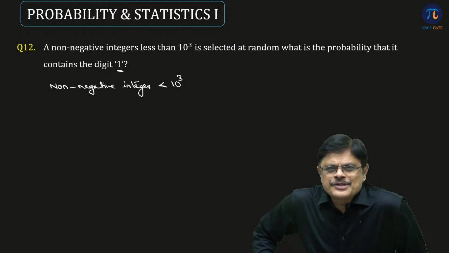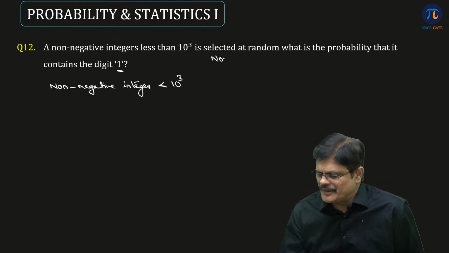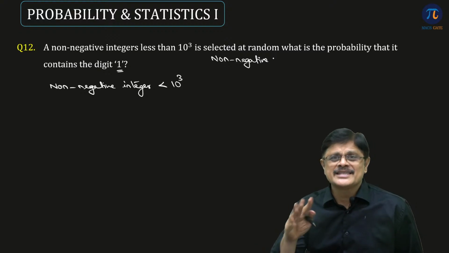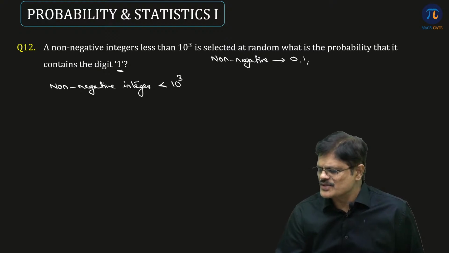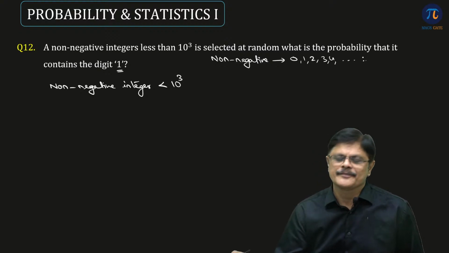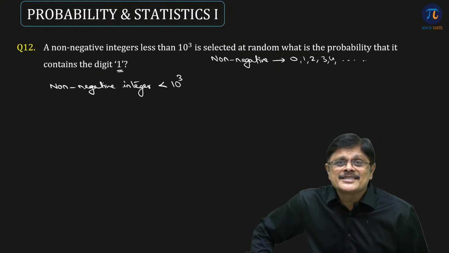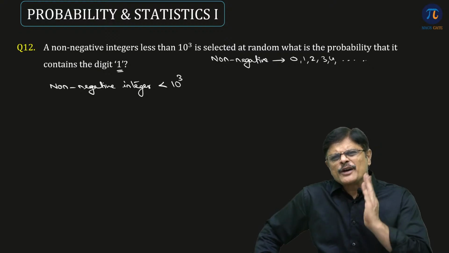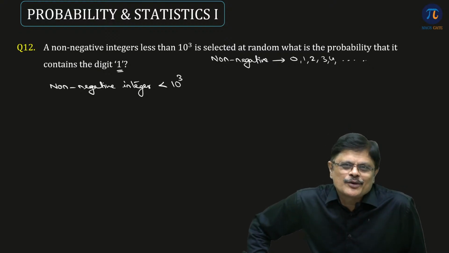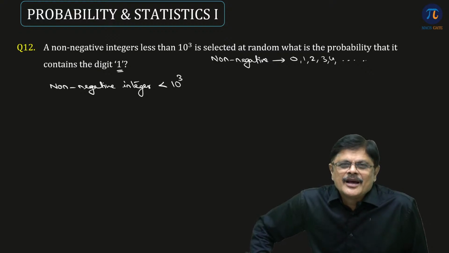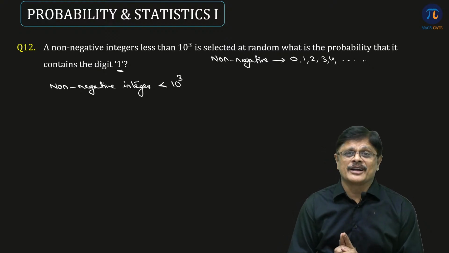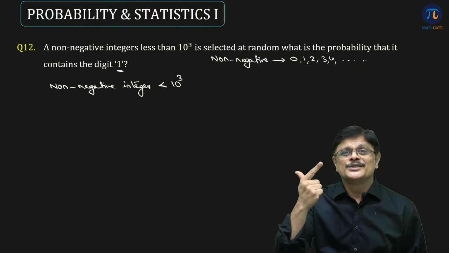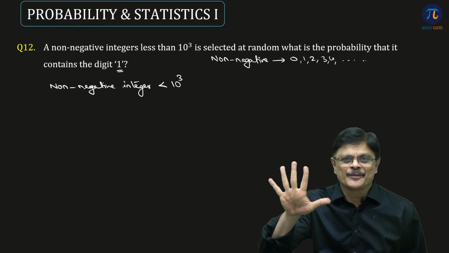For example, I'll ask you one question. For those who do not know what non-negative integers are, let me tell you that also. Non-negative means not negative, that is positive including 0, because 0 is neither negative nor positive. Non-negative integers are 0, 1, 2, 3, 4 and so on. Now I want non-negative integers less than 10 power 3. Instead of solving that big, complicated question, let me take a simple question here. How many non-negative integers less than 5 are there? Let me count: 0, 1, 2, 3, 4. How many are there? 5.